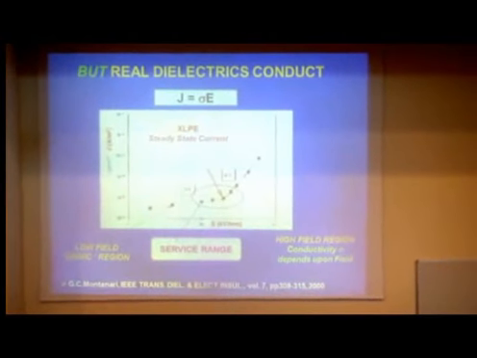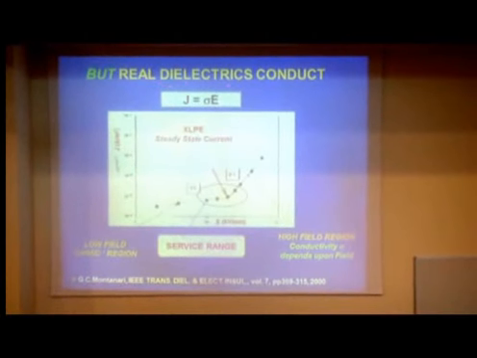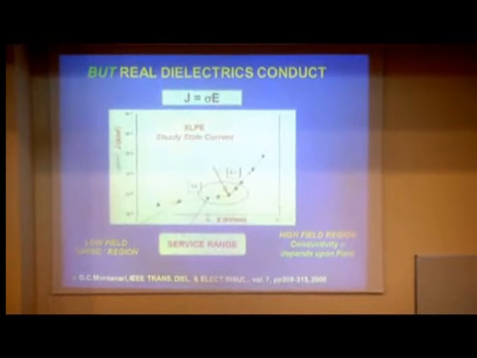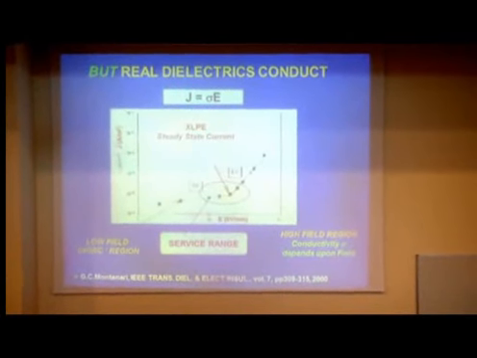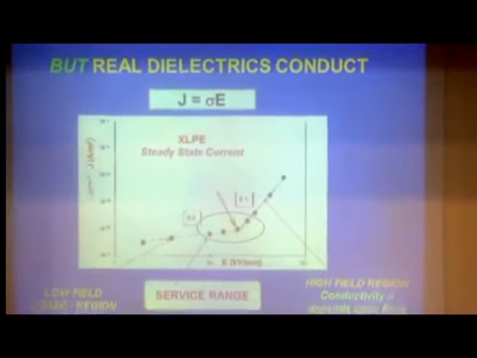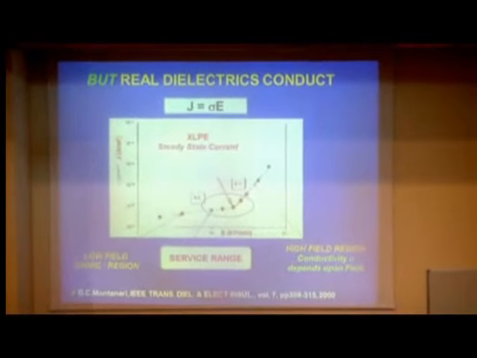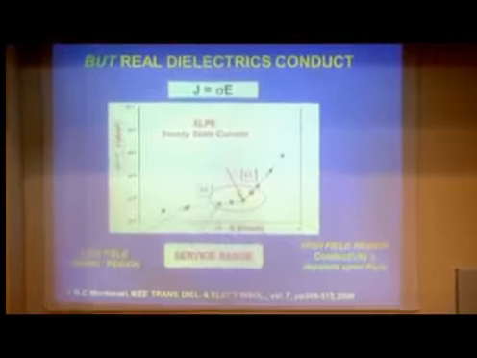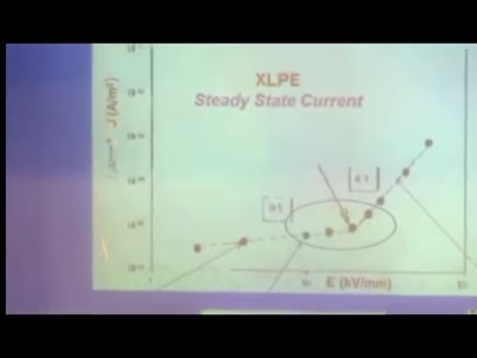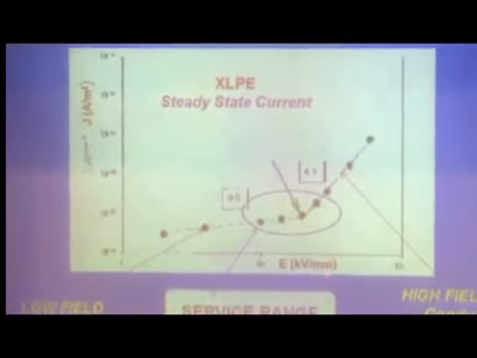But this is not the case. Real dielectrics do conduct. And this is just to remind you of the relationship between the current density and the field, that is given by the conductivity. Here's a plot of experimental data, log scale in both directions. Y-axis is the current density, x-axis is the field in kilovolts per millimetre.